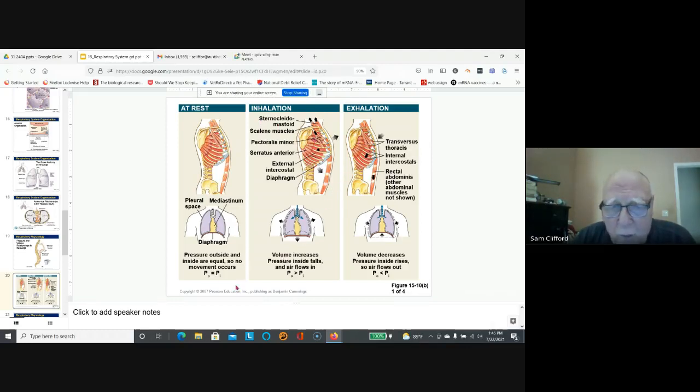So notice when the lung is at rest, the external pressure of the air equals the pressure in the lungs. As the lung cavity gets bigger, as the volume increases, the pressure outside the lungs is greater, so air is going to flow in. Notice the lungs are attached to the visceral pleura, so that helps the lungs expand because they're attached and they're very elastic.